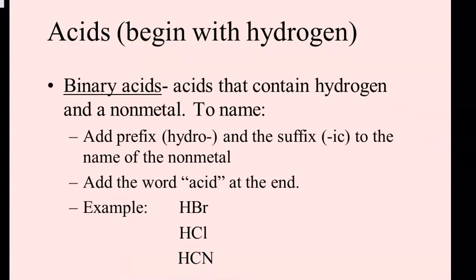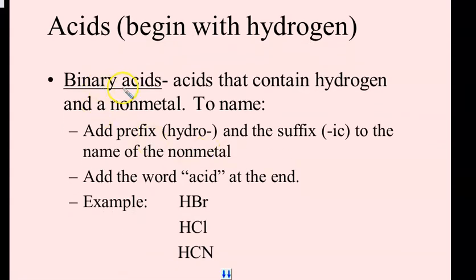So we're going to learn two types. The first one's called binary. I do have an example of one that's not binary here, but binary means it's pretty much made of hydrogen and some nonmetal. We're going to be looking at oxy acids or ternary acids next. So they're going to start with hydrogen and some sort of nonmetal. So you're going to use a prefix and a suffix.